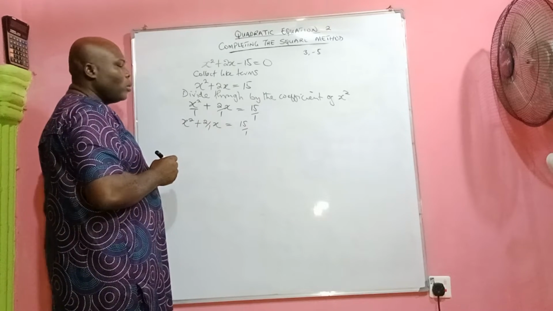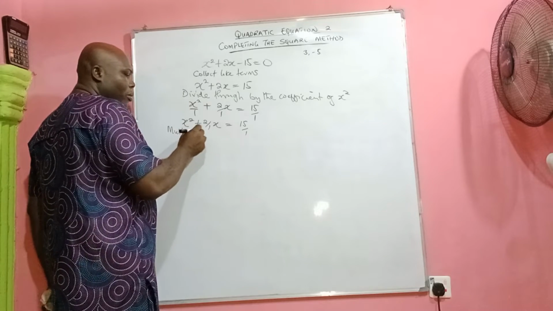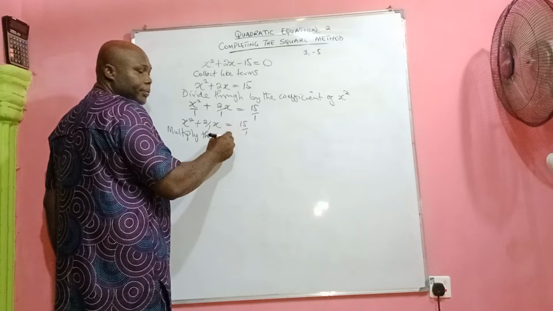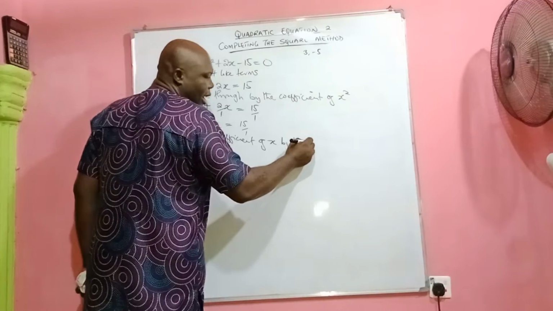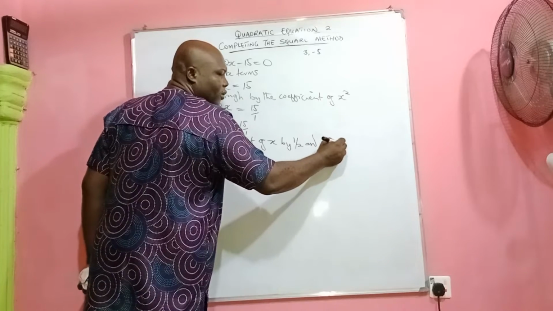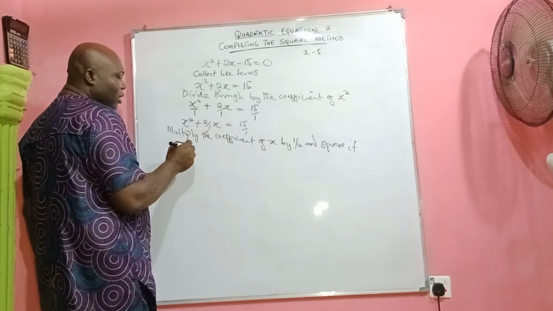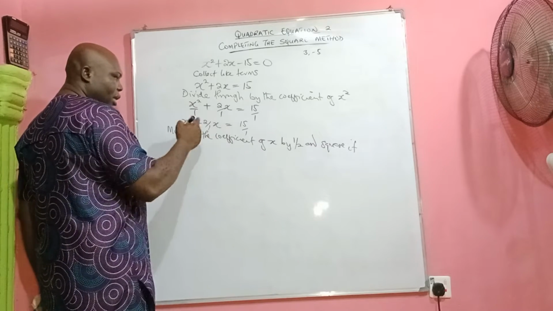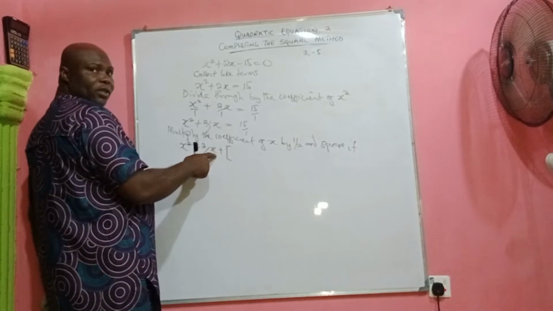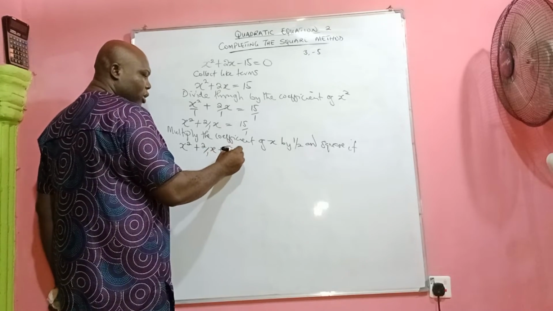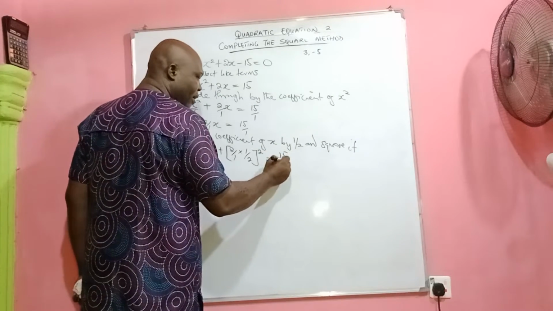After dividing through by the coefficient of x squared, the next thing is to multiply the coefficient of x by half and square the result. Initially we had x squared plus 2 over 1x. Now we take the coefficient of x, which is 2 over 1, multiply by half, and then square it. Then we have 15 all over 1.